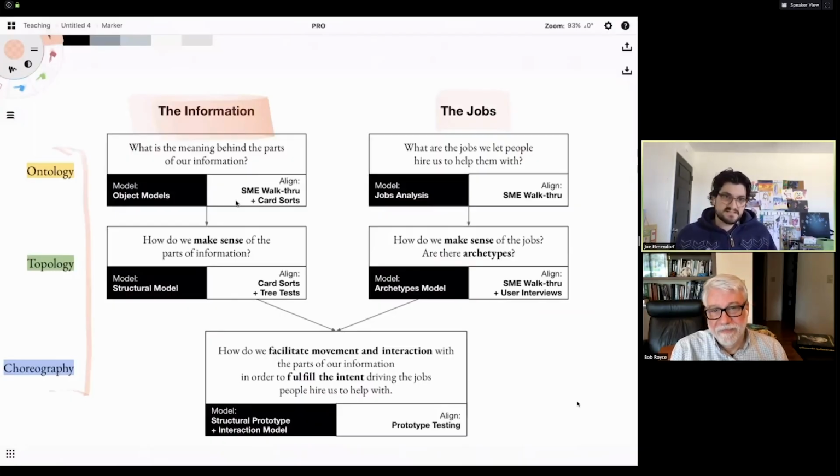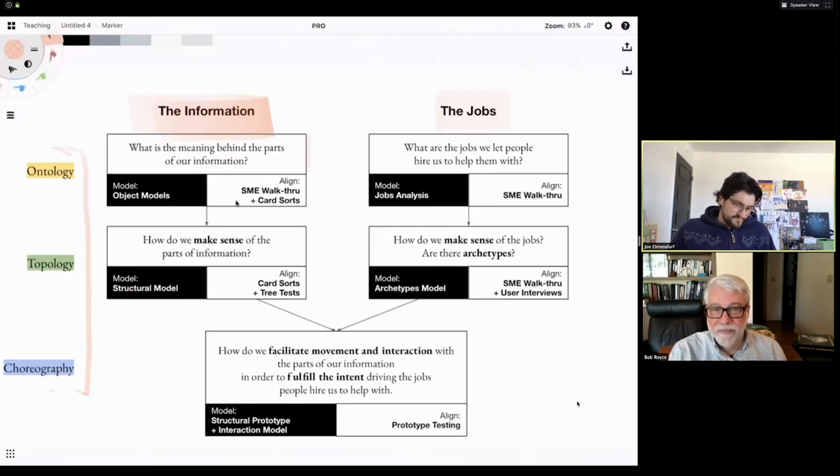And so in the analysis and synthesis phases, we work to create these models and ask these questions. What is the meaning behind the parts of our information? We create object models that get at what are these core relationships at the what level, not the how level. And we can test and make sure that we get that right by talking with stakeholders and doing card sorts with users.